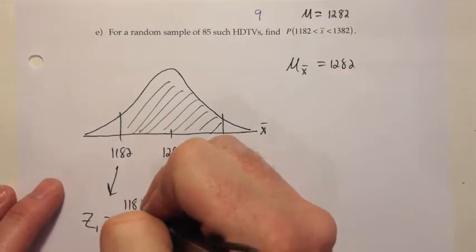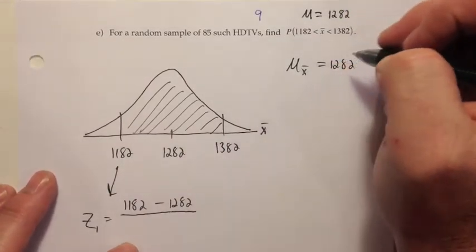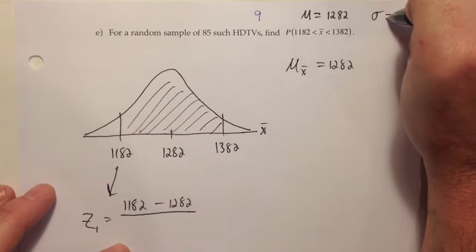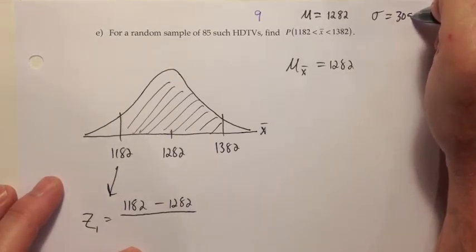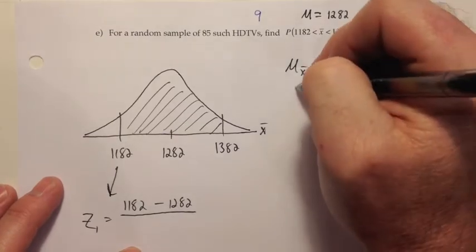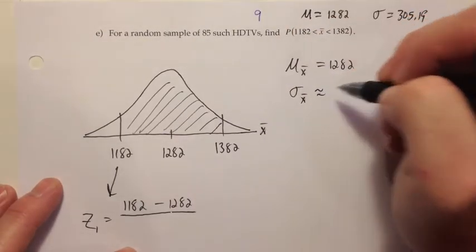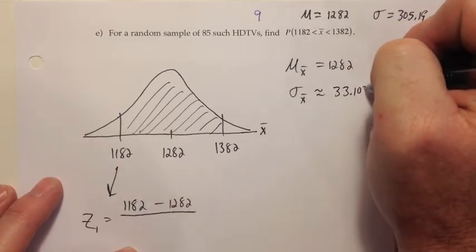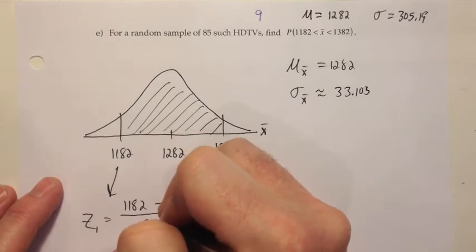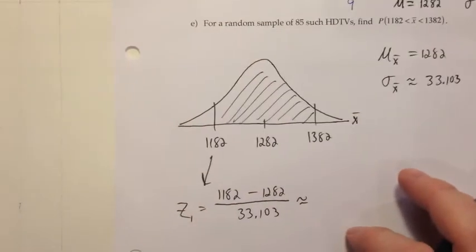And then I would want to divide that by the standard deviation, but since this is a probability question about x-bar, I don't want to divide by sigma, which was 305.19. I want to divide by the standard deviation of x-bar for samples of size 85, which we calculated to be 33.103. So that's what I'd put in the denominator. And then let's see what the z-score is for that.